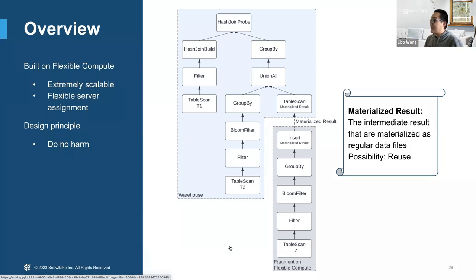on the flexible compute fragments we execute all those stuff, and we insert the intermediate results into what we call materialized result files. So they are just internal results materialized as regular data files. And then intermediate results are sent to the warehouse servers through cloud storage like S3. And they're scanned by the warehouse, and the rest of the work continues on the warehouse.